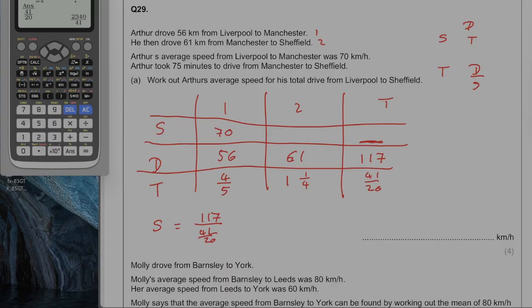That's not a very nice fraction. As a decimal, we've got 57.073... We're going to stick with that though. I'm going to go, that's 57.1 kilometers per hour.